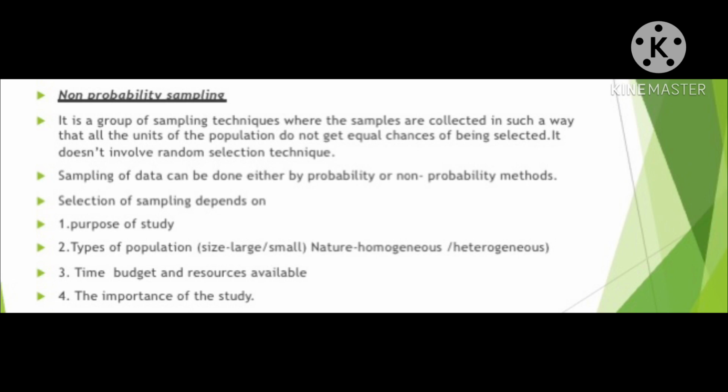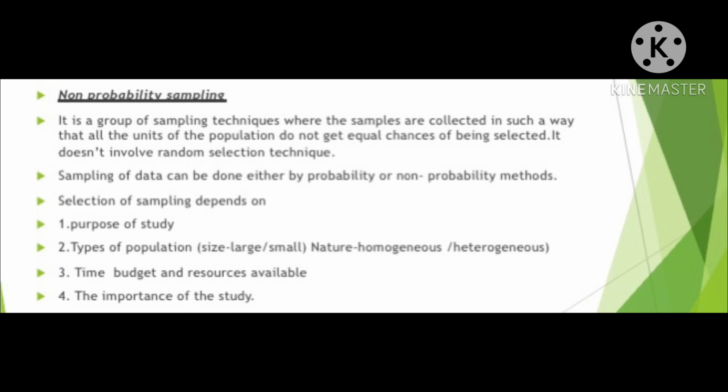This is a sampling technique in which each one of the subjects in the population will not get an equal chance of being selected by a researcher. Here the selection is done based on the convenience. Sampling of data can be done either by probability or non-probability method. That is based on the type of study, the type of population and the time available for the research purpose. All these matter. Size of population means maybe the population is very large or otherwise small.